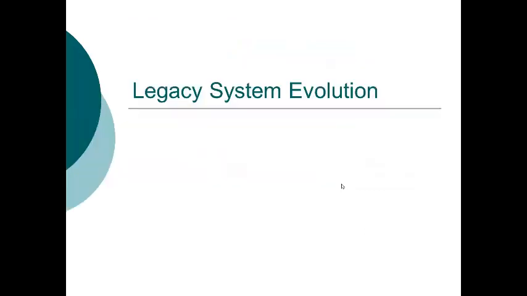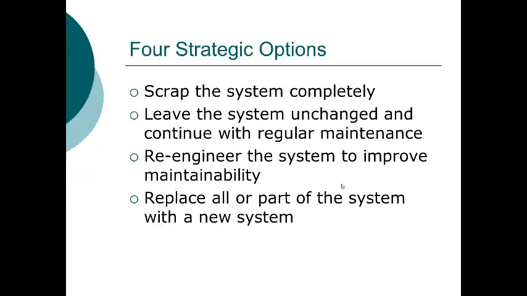Legacy system evolution. What do you do after a legacy system becomes so old that it's a legacy? Well, one, you can scrap it completely. Two, leave the system unchanged and continue with regular maintenance. Three, re-engineer the system to improve maintainability, or four, replace all or part of the system with a new system.